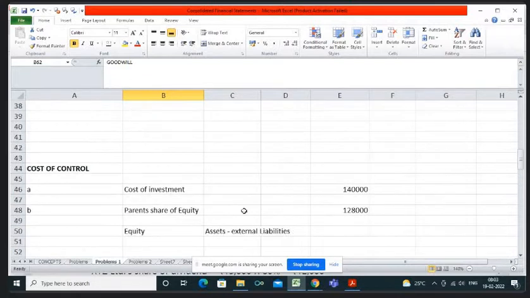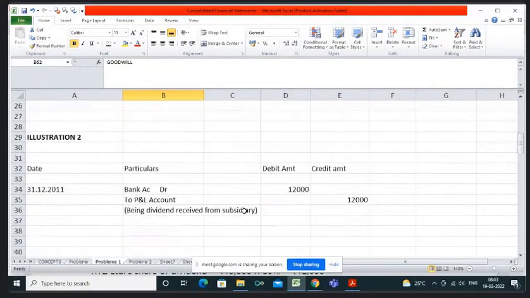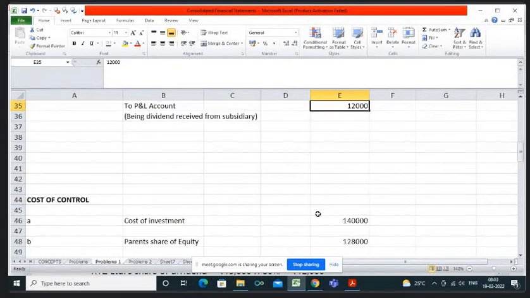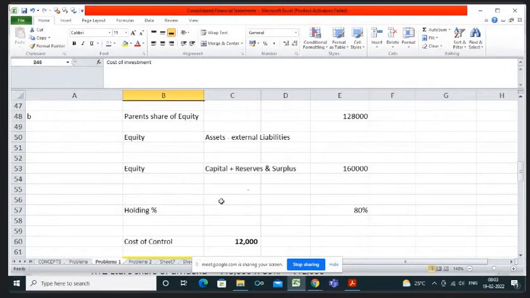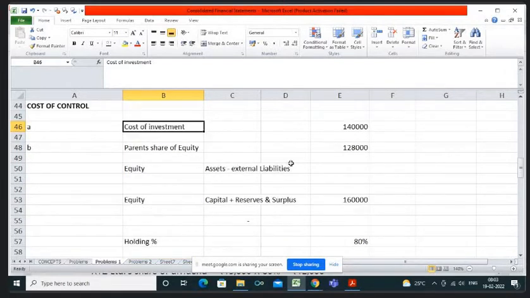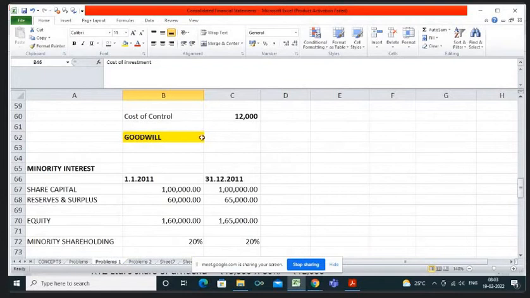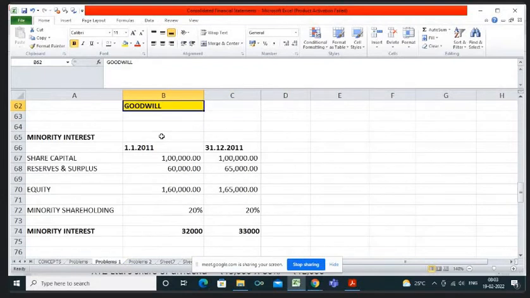So now we have completed everything. For the dividend, we found out that it is from post acquisition profit, so we are taking it to the profit and loss account. For the cost of control, we compared the parent's share of equity and the cost of investment, and found that we paid 12,000 extra. We'll call this cost of control goodwill. Then we calculated the minority interest as on the date of acquisition as well as the date of consolidation.